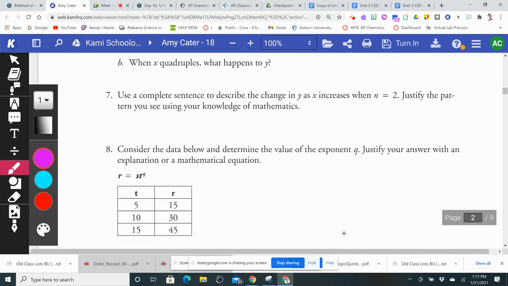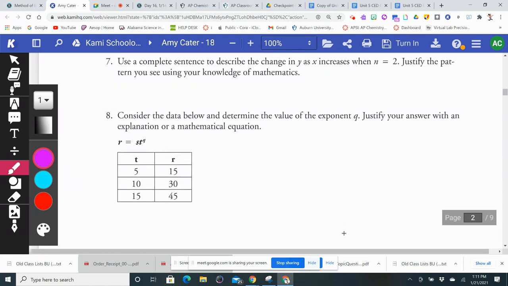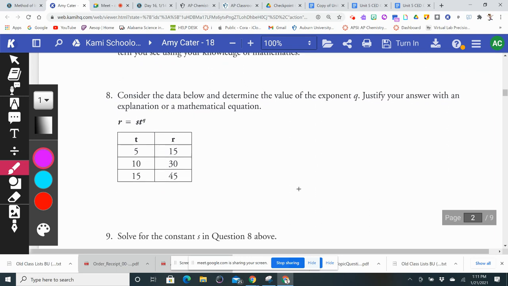So that was number 7. And again, justify the pattern you see using your knowledge of mathematics. So use terms like exponentially. That's what we call it. Okay. Consider the data table below and determine the value of the exponent q. Justify your answer with an explanation or a mathematical equation.